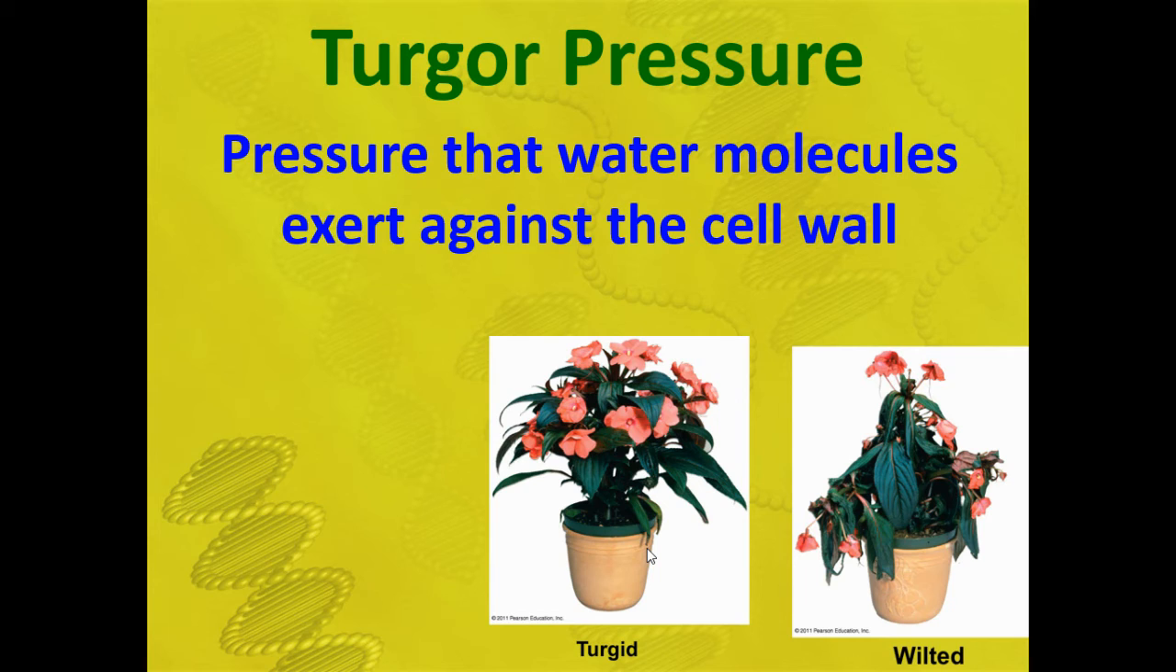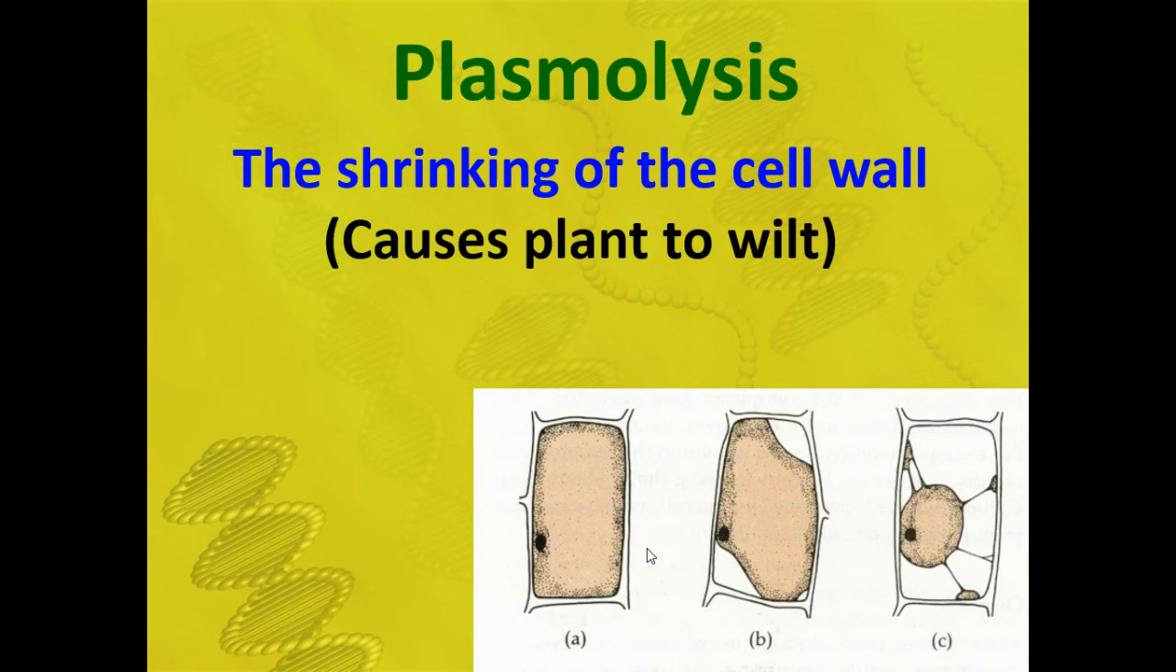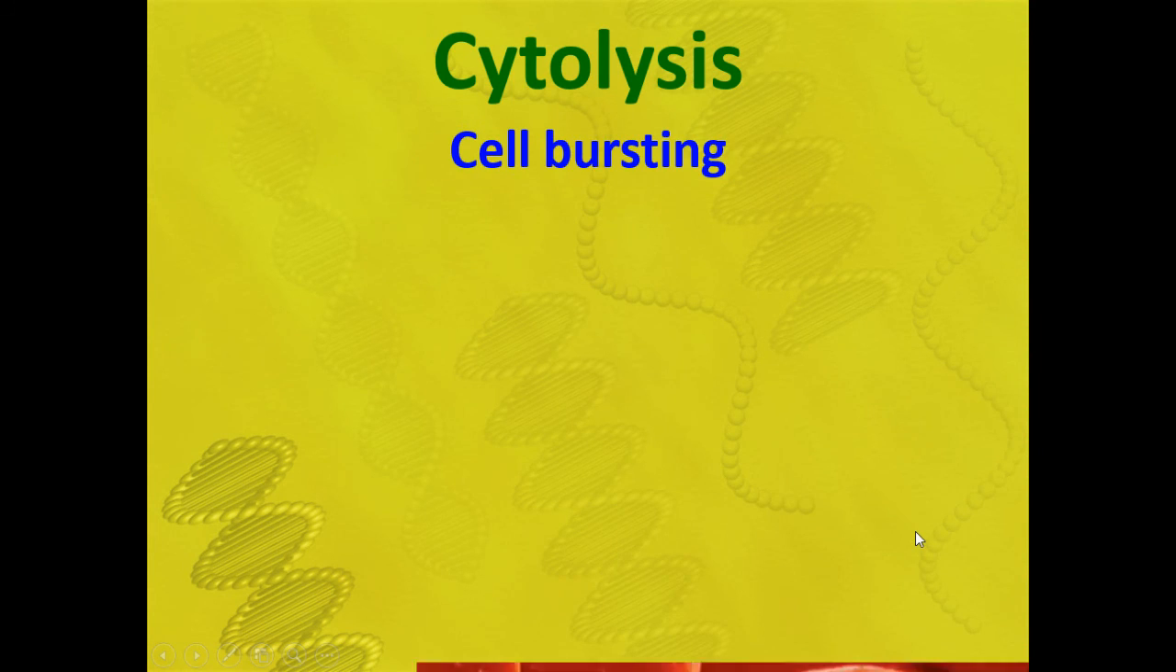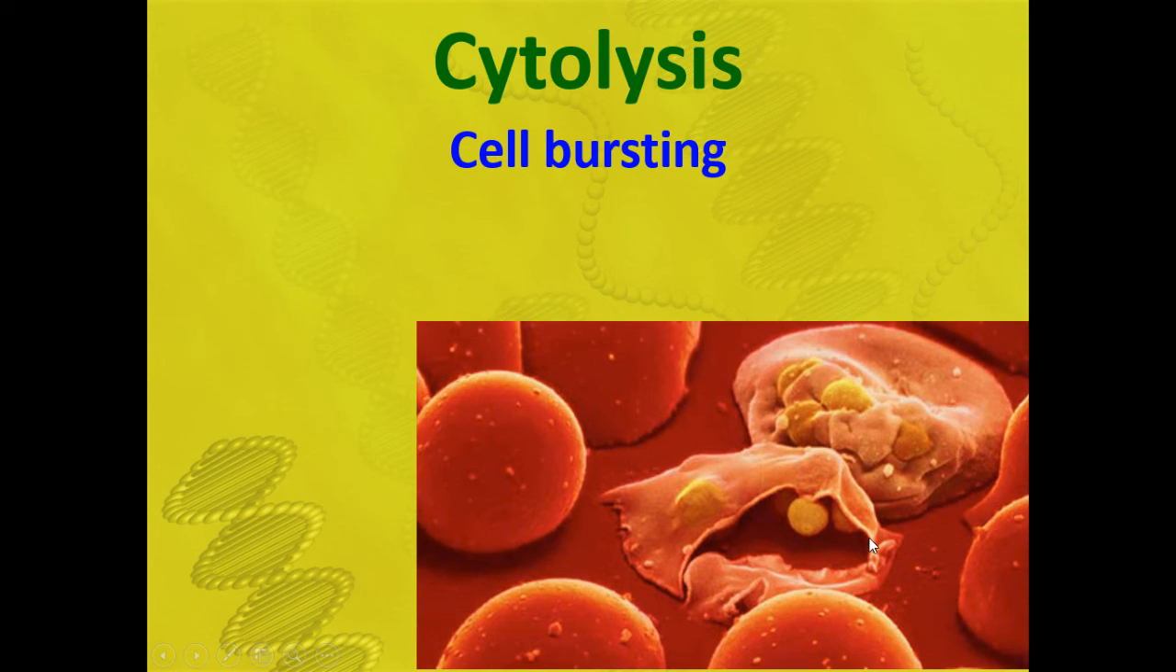Turgor pressure is the pressure that water molecules exert against the cell wall. So if you have a plant that is turgid, it's going to be standing up, it's nice and perky. When it wilts, it has lost turgor pressure. Plasmolysis is the shrinking of the cell wall. It's going to cause the plant to wilt, and that is going to happen from the central vacuole. So this whole thing here is held up by that central vacuole. When they start to lose water, the cell wall starts to lose stability, and eventually the vacuole shrinks up and the cell wall is going to kind of implode on itself. Cytolysis is when a cell bursts apart.